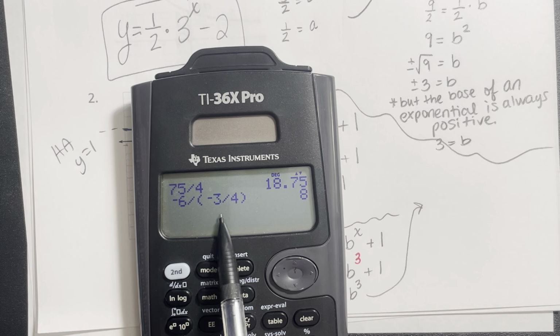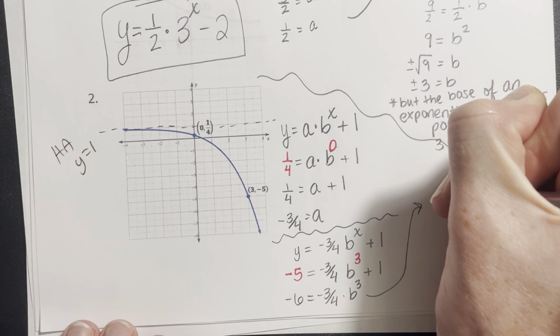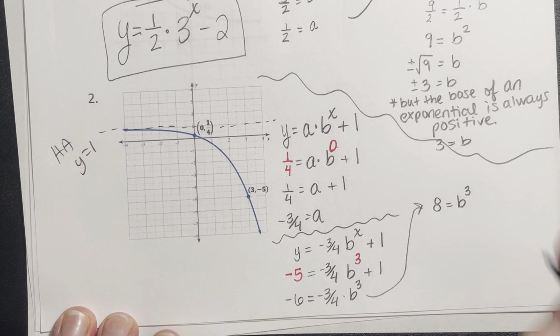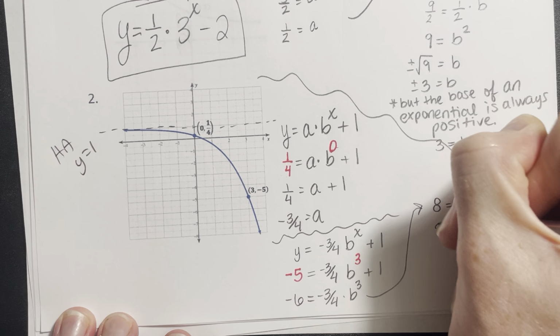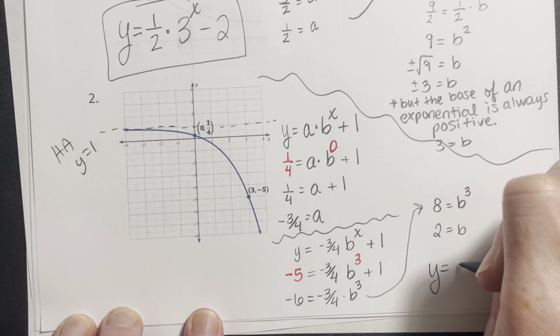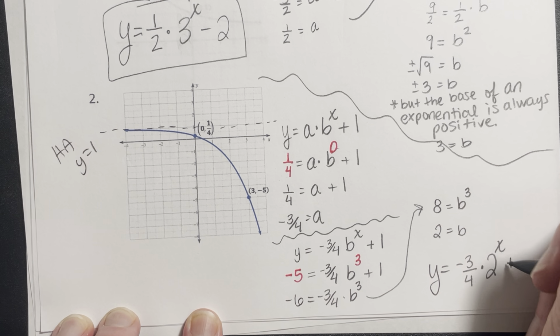You do want to put that -3/4 in parentheses. All right, so 8 equals b to the third power. We take the cube root of both sides and get +2. So our equation would be y equals -3/4 times 2 to the x power plus 1.